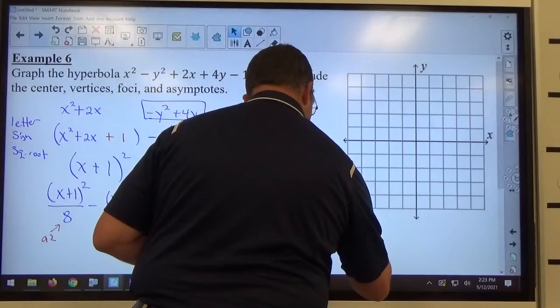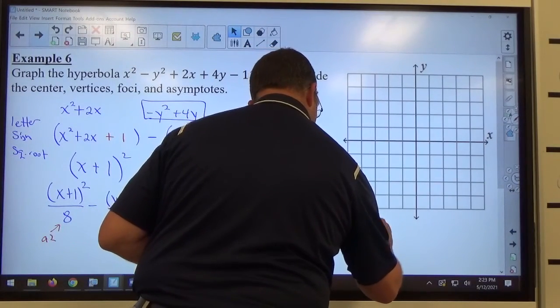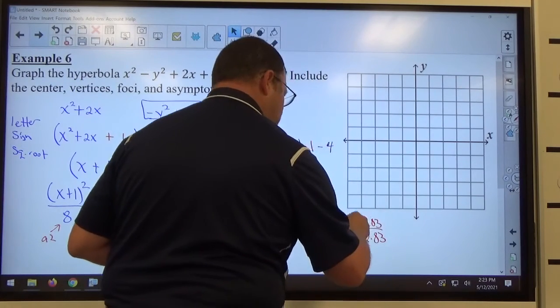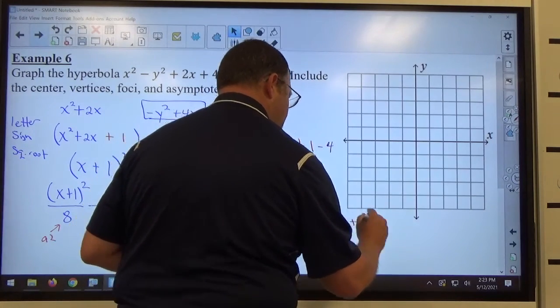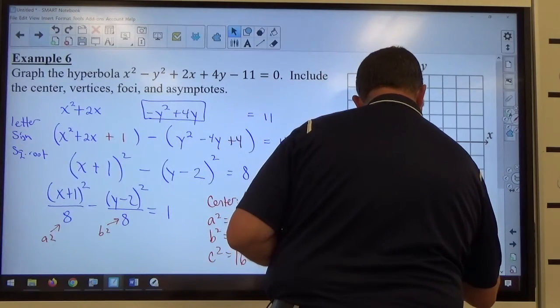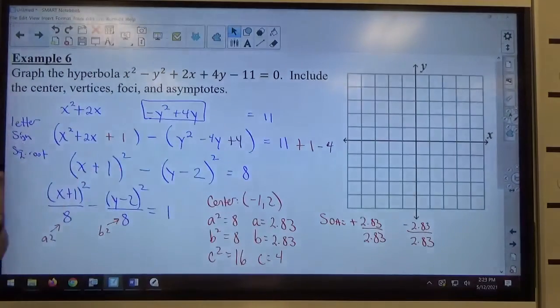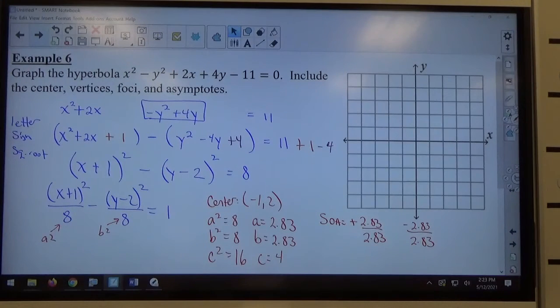My slopes of asymptotes are going to be plus or minus 2.83 over 2.83. And again, that's a positive 2.83 over 2.83 and a negative 2.83 over 2.83. Those obviously reduce to 1 over 1 if you want to. The 2.83 over 2.83 is also fine. Doesn't matter what you use.